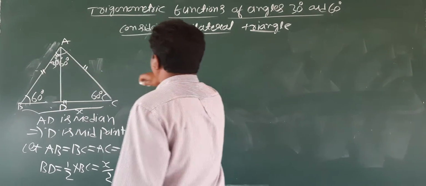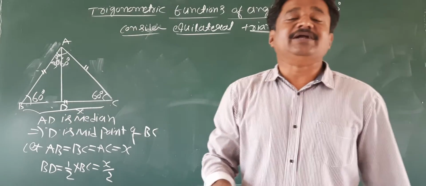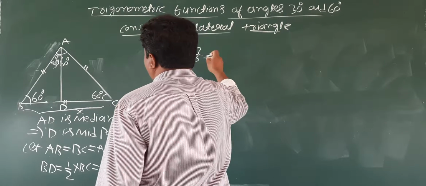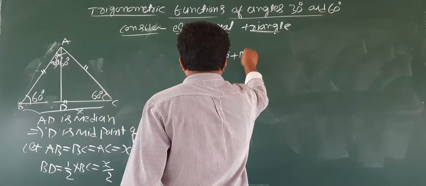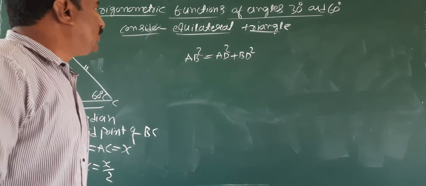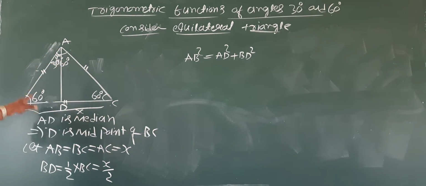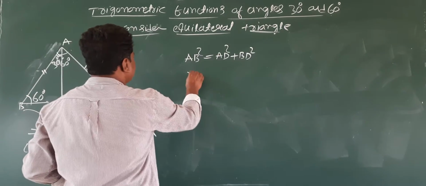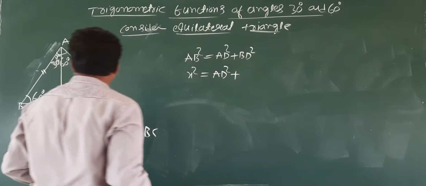From the triangle ABD, you apply Pythagoras theorem. Tell me Pythagoras theorem, students. AB square is equal to AD square plus BD square. Length of AB, it is x. AB square means x square is equal to AD square plus BD square.